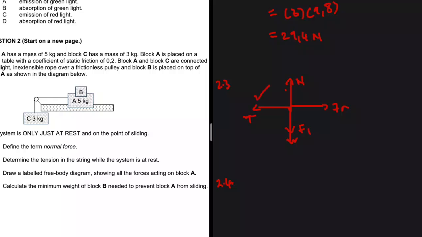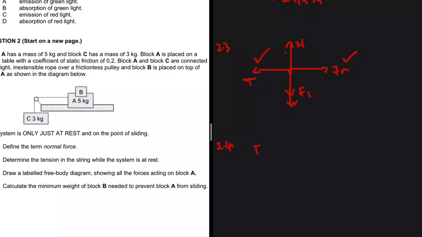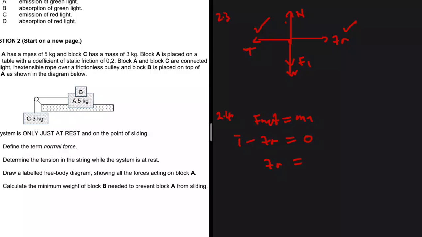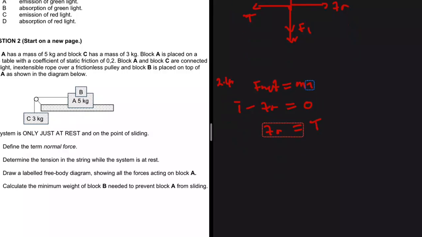We have the tension. We can equate the tension to the frictional force because we know that those two should be close to each other because the system is only just at rest. So let's see, we can say that F net is equal to MA, right? And then the tension minus the frictional force should be equal to 0 because the system is only just at rest. So what are we saying? We are saying that the frictional force is equal to the tension, right?